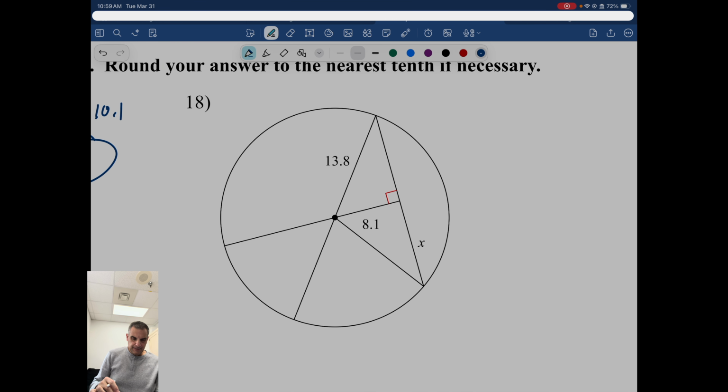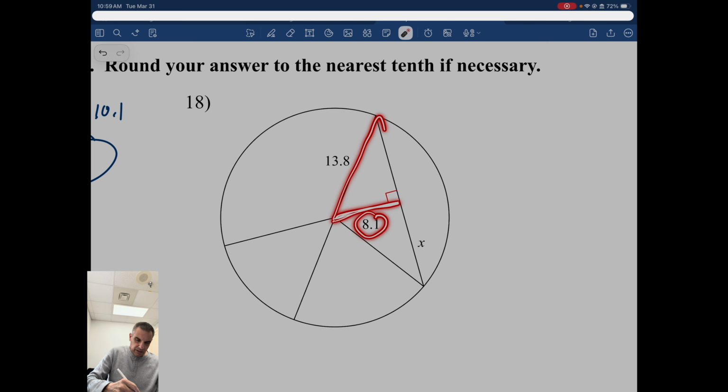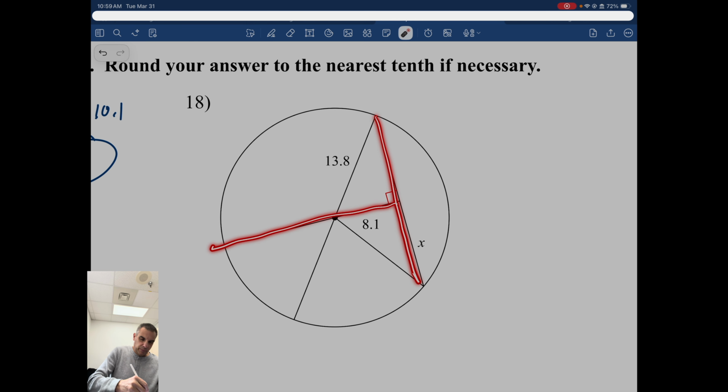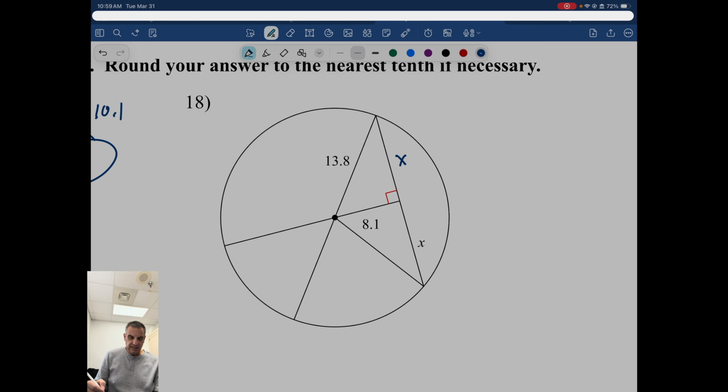Number 18, again, looking at what I have. I know my radius here is 13.8. I've got a radius, so I've got a perpendicular, so that makes this a right triangle. I know this distance here is 8.1. So in my right triangle, one of the legs is 8.1, and I know the hypotenuse. Because this is a chord perpendicular to there, these two pieces have to be congruent to each other. So that makes that x as well. Now I have this right triangle, so to find the value of x, I can use the Pythagorean theorem.